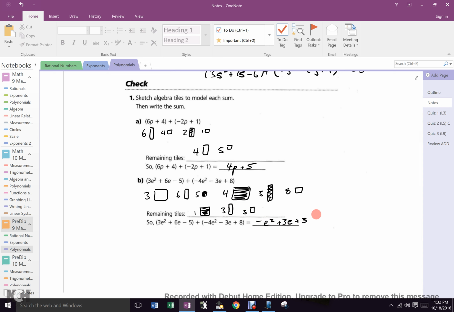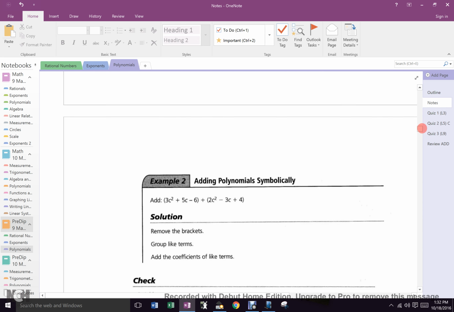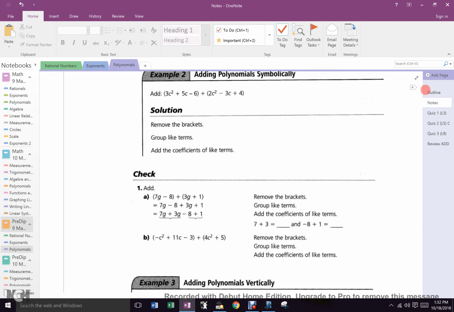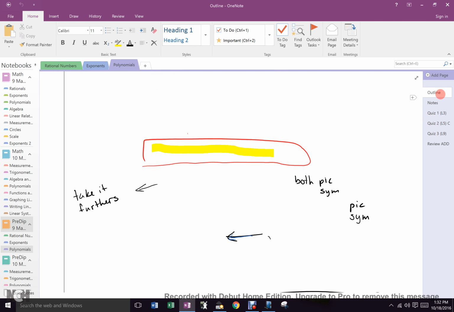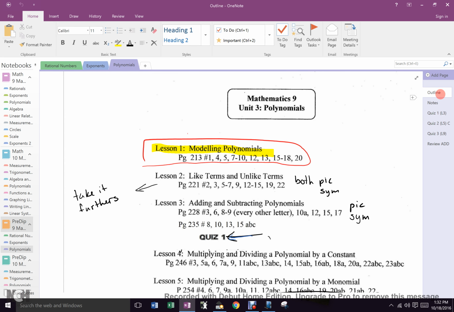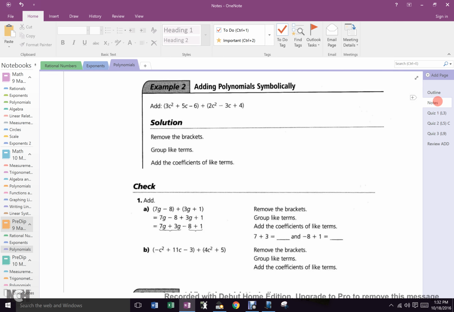Now I want you to forget about algebra tiles till your test. Well, we're going to have to use them one more time, because like I said, they actually do have one use. Look on the outline. What are we doing right now? Adding. Then we'll do subtracting. Then you'll have a quiz.